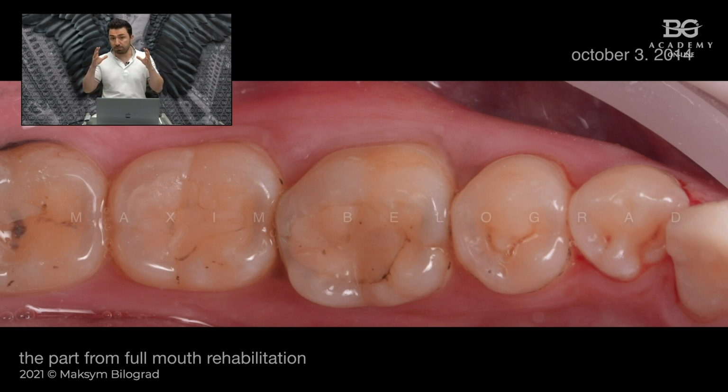Again, it's a very deep topic regarding full mouth rehabilitation, especially treatment planning. I think that maybe in the future we will touch a little bit deeper into that one. But today I will be showing you the restorative component, the restorative part.